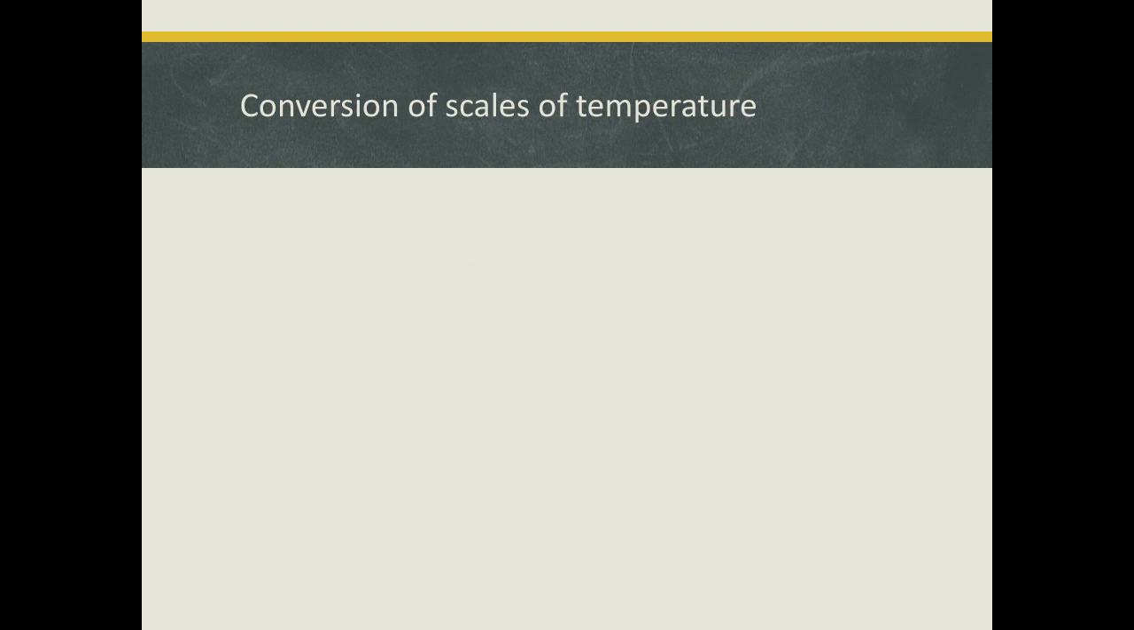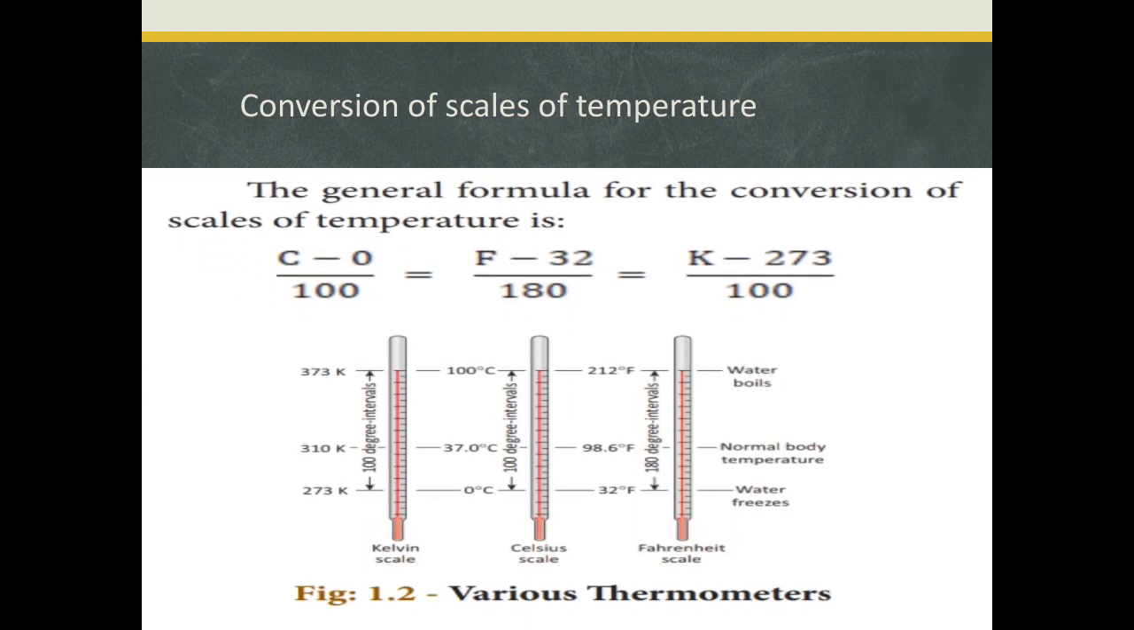That can be found using one small basic formula: C minus 0 divided by 100, equal to F minus 32 upon 180, equal to K minus 273 upon 100. Here C stands for Celsius, F stands for Fahrenheit and K stands for Kelvin. Using this small basic formula, we can easily convert the given quantity into the other two scales.